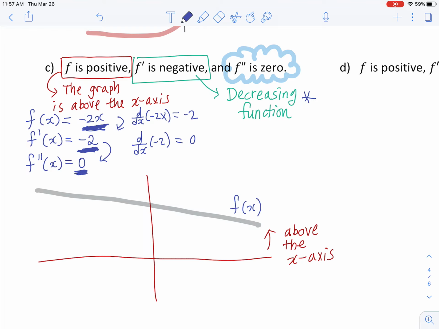And if you talk about the concavity of this graph, if you try to draw a tangent line, let me do that right here with you, okay?